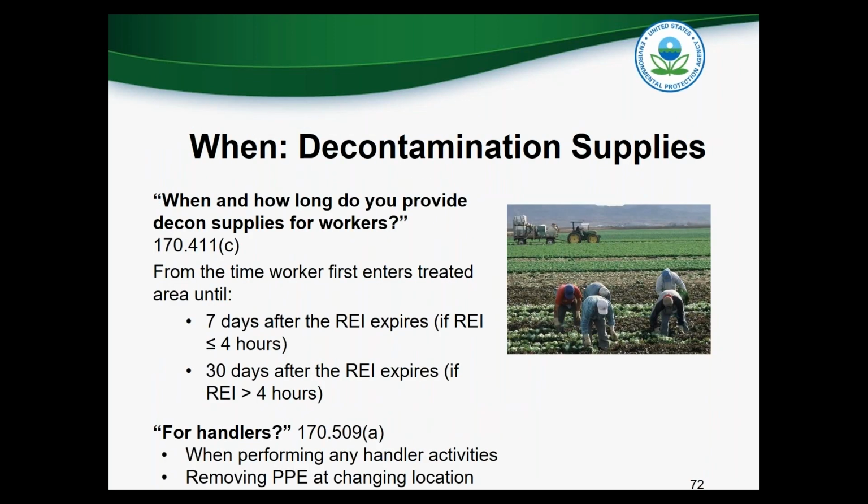Next slide. So when and how long do you provide decontamination supplies for workers? Well, it needs to be from the time the workers enter the treated area until 7 days after the REI expires, if the REI is 4 hours or less, or 30 days after the REI expires if the REI is more than 4 hours. And for handlers, the decontamination supplies must be available whenever the handler is doing his or her handler tasks, and they must be available again where they are changing out of their PPE.